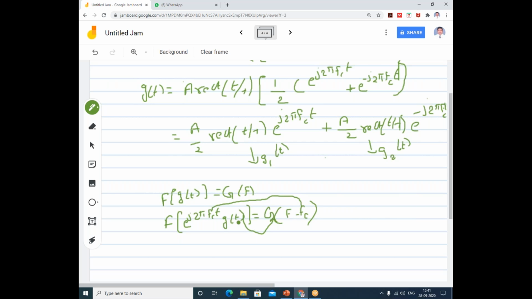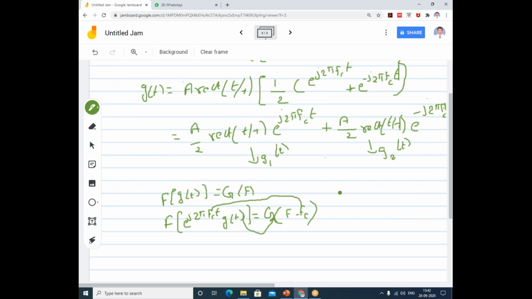If we know g of t, the Fourier transform of g of t is G of f, and this term I'm going to take to the other side. Now if you compare with our equation, my g of t for the problem is A by 2 rect t by T.